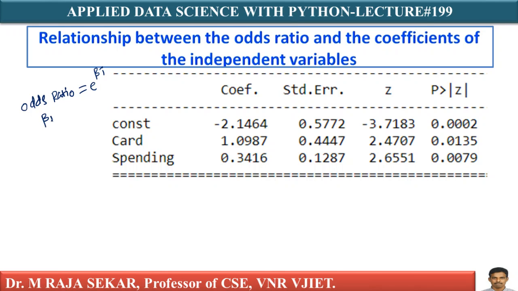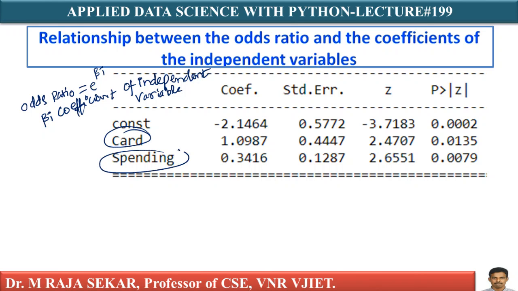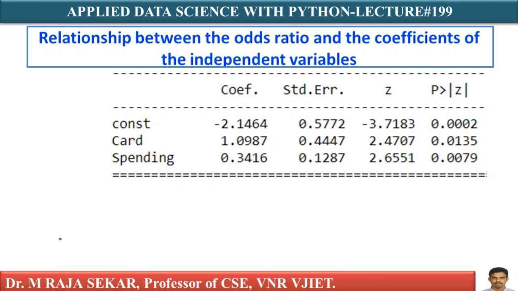What is your beta i? Beta i is the coefficient of the independent variable. In this series of lectures, which ones are the independent variables? Chord and spending. What is the difference between these two variables? Chord is a discrete variable, whereas spending is a continuous variable. Chord can take only two values, 0 and 1, whereas spending is a continuous variable, isn't it?